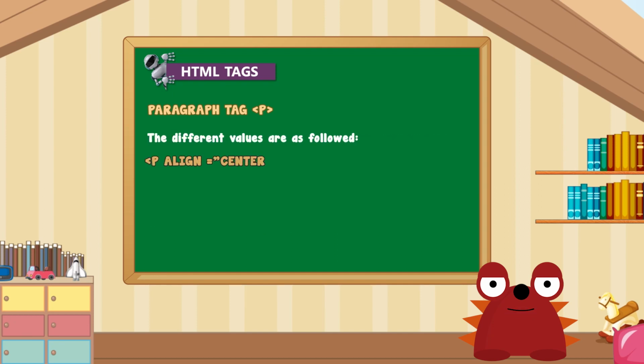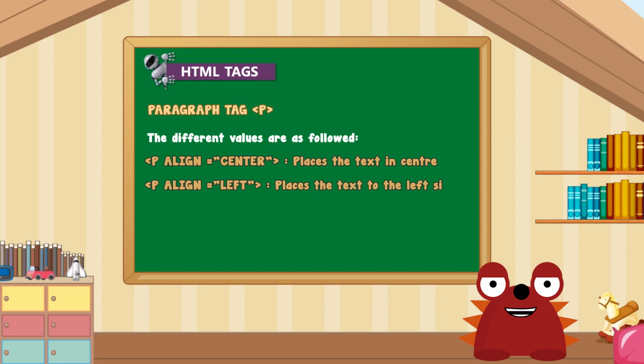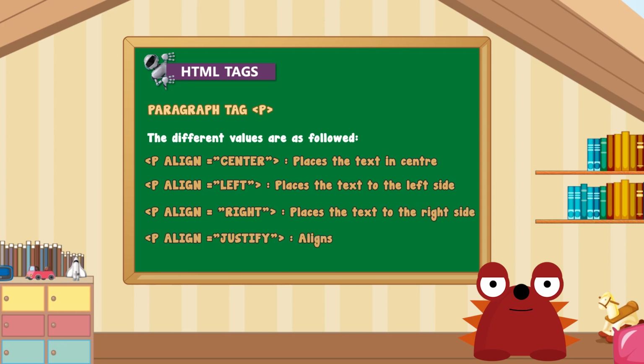Align is equal to center is to place the text in the center. Align is equal to left is to place the text on the left side. Align is equal to right is to place the text on the right side. Align is equal to justify, which aligns the text from left and right margins.